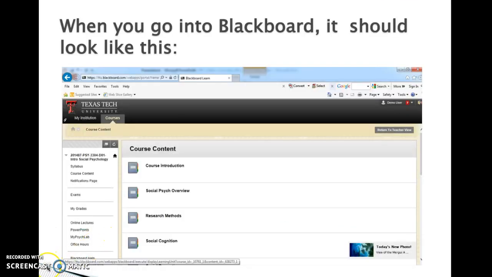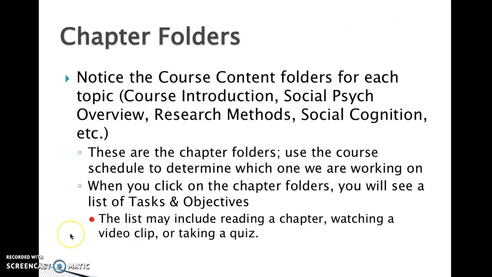When you go into Blackboard, it should look like this. You should have a link for the course content over here on the left hand side, and then individual folders for each one of the chapters. They're all labeled with the chapter number and also course introduction, social psych overview, each of the chapter topics.